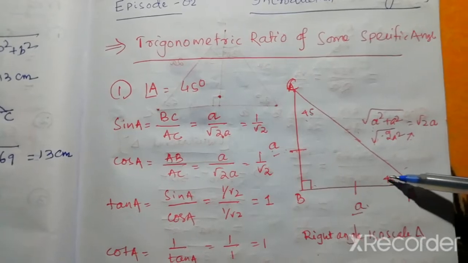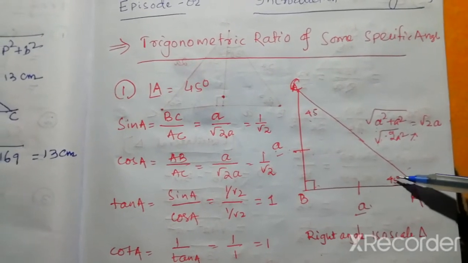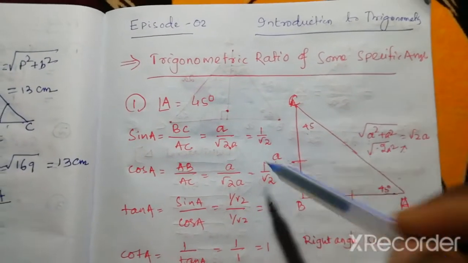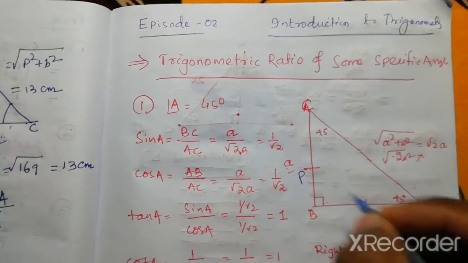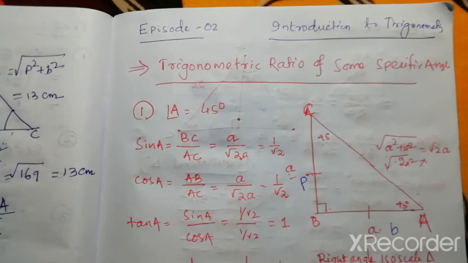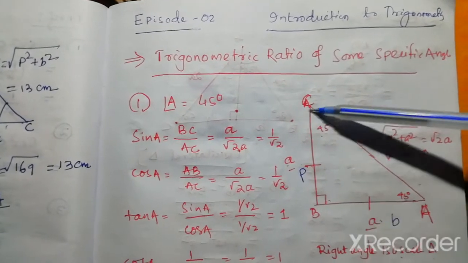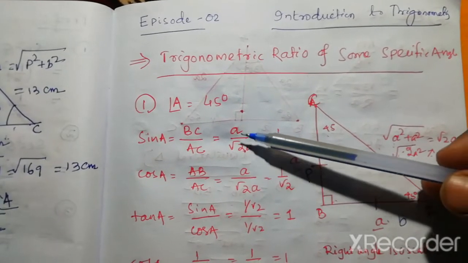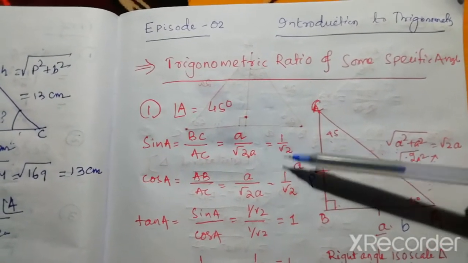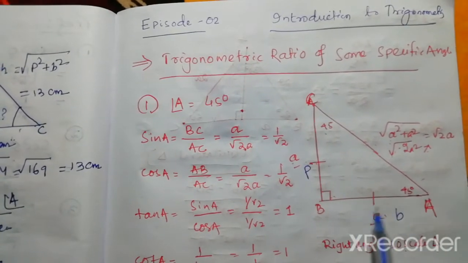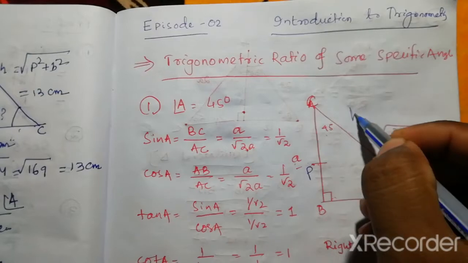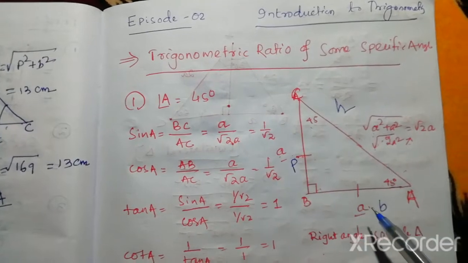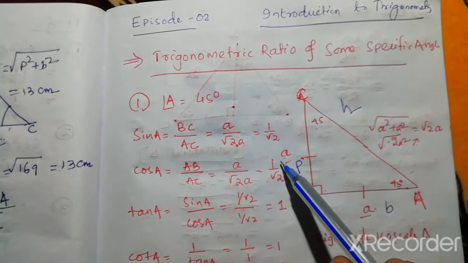So sin 45, that is sin A. Sin A is equal to what? Sin A is equal to P by H. This one is P and this one is B. So P by H means BC by AC. BC is a, AC is root 2 a. The a cancels, that is 1 by root 2. Then cos A is B by H, that is AB by AC, that means a by root 2 a. The a cancels, that is 1 by root 2.